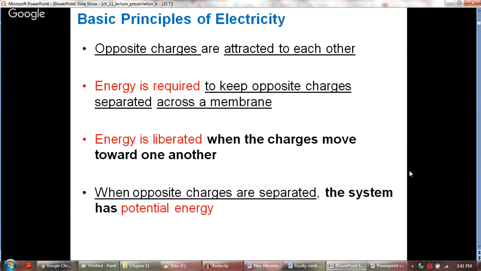Let's discuss some basic principles of electricity. With relation to electricity, there are two types of charges, positive and negative. Opposite charges are attracted to each other, and energy is required to keep opposite charges separated across a membrane. Also, when charged ions move toward one another, energy is liberated. And when opposite charges are separated, the system is said to have potential energy.